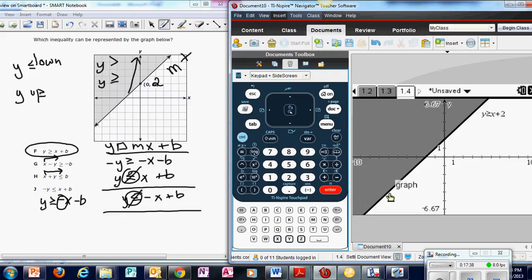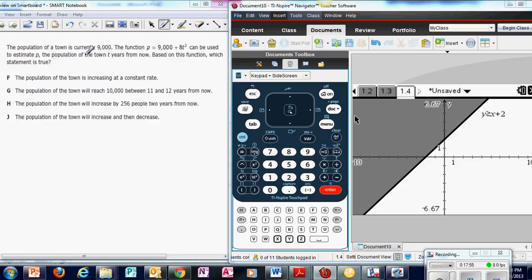Now, the only other thing I will tell you is make sure that you hover your pointer over the line, because when you graph inequalities, for some reason, they always pop up as a solid line, but when you put your cursor over it, if it was dotted, it'll change. So just make sure that you do that. All right, on to the next.